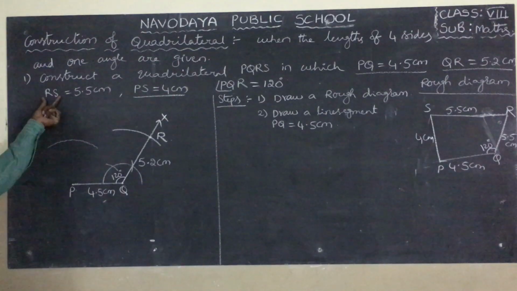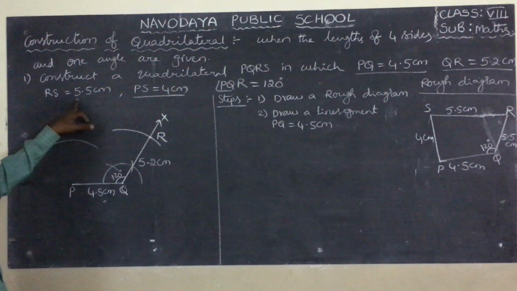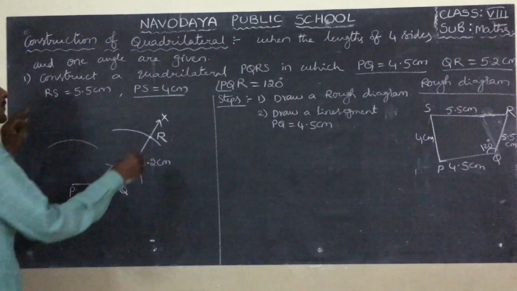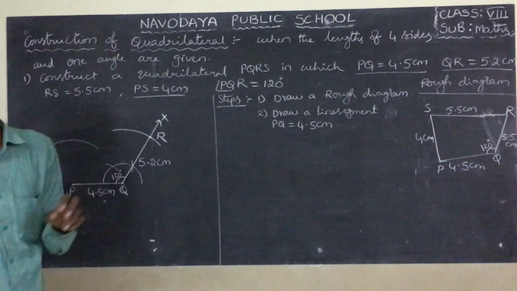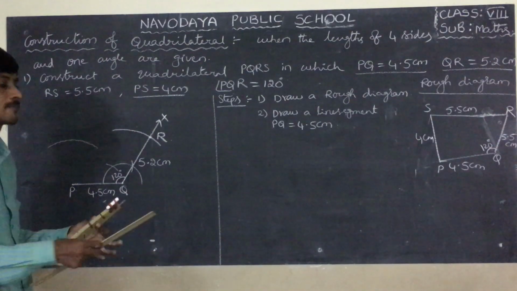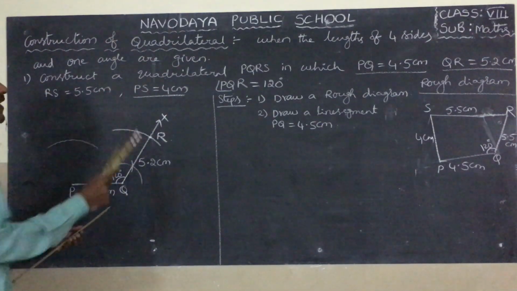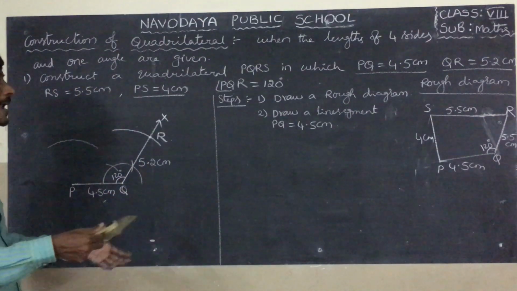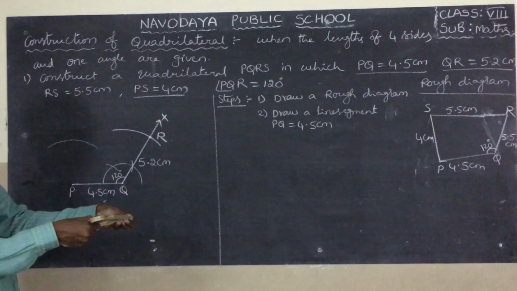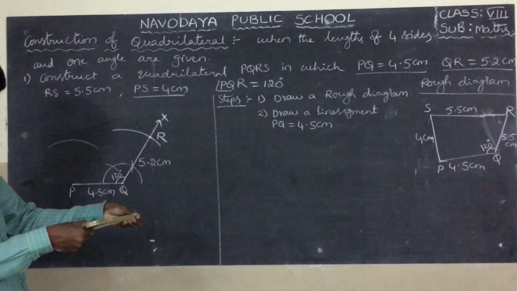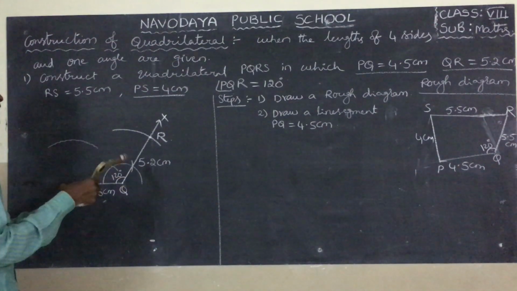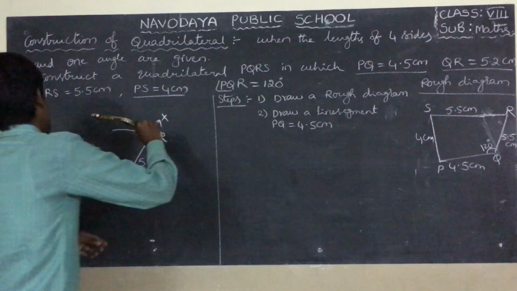Now RS. What about RS? 5.5 centimeters. So this R you know. So with R as center, RS equals 5.5 centimeters. Draw an arc. Okay. This is R.